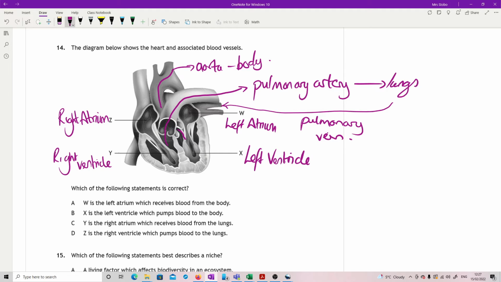Okay, right, so which of these now is correct? Just read down through your list. W is a left atrium, that's fine. Receives blood from the body, nope. Oh, I didn't actually put that on here. This is coming back from the body in the vena cava.